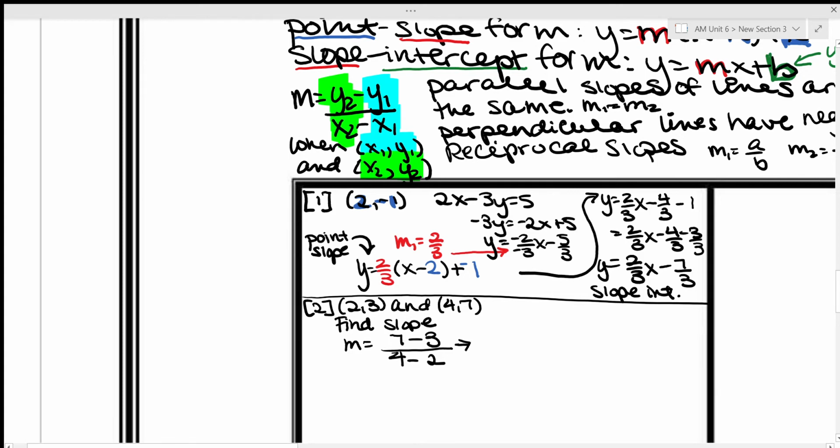Is that it? Mm-hmm. That's the answer. It's not the whole answer because the question doesn't ask for slope only. It asks for point slope form. But you need slope, right? Yes. You always have to find slope.